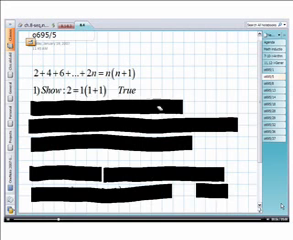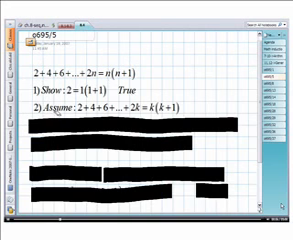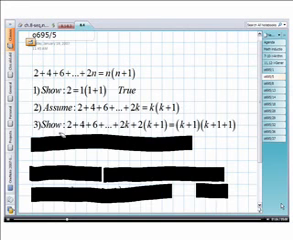Then you assume it's true for n equals k. So assume that 2 plus 4 plus 6 and so on, plus 2k is equal to k times k plus 1. Now given that, we want to then show that it's true for the k plus first term. So after 2k, the next one is 2 times k plus 1. This k becomes a k plus 1. This k becomes a k plus 1. So we want to show this is true.